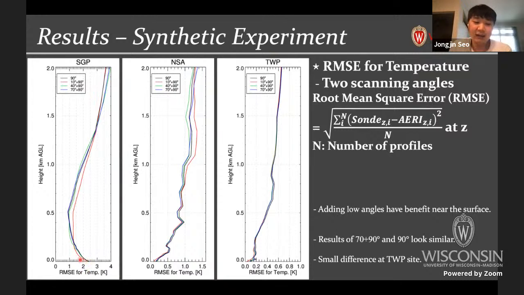So we can see that adding low scanning angles has better RMSE near the surface at all 3 sites. And also the result of 70 plus zenith, blue lines, and single zenith, black lines, look similar. And last, at TWP site, there is only small difference between single zenith and 2 scanning angles, except for near the surface.